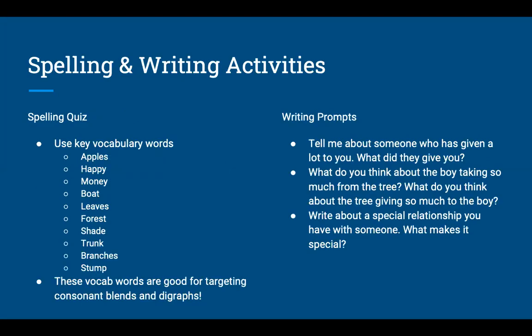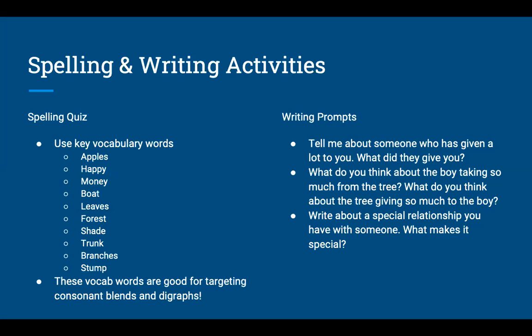And then for spelling and writing activities, we could do a spelling quiz using some of the vocabulary words from the story, like money, leaves, or stump. And we can also give the student some writing prompts, like writing about someone who means a lot to them, or what they thought about all the boy was taking from the tree, and if they have ever done something like that to a friend in their lives.